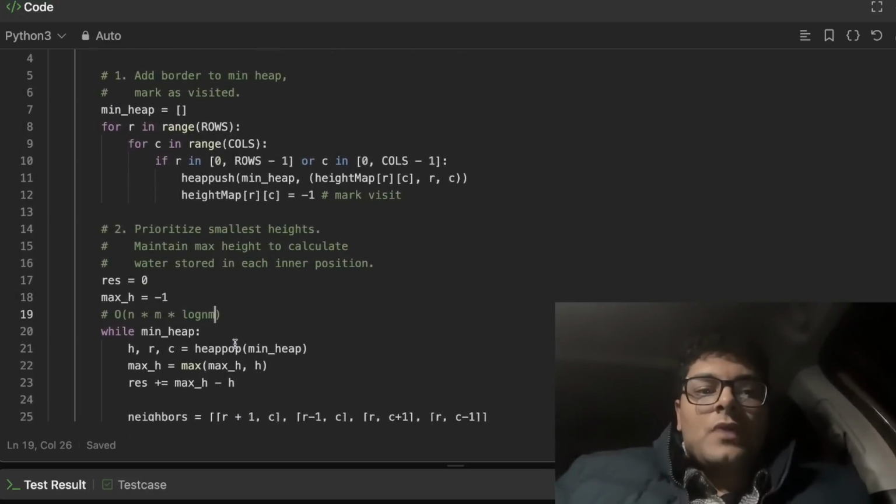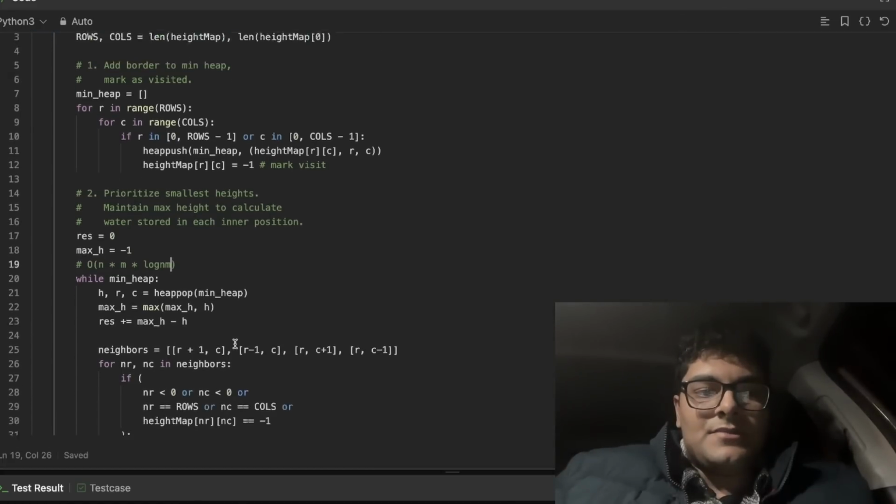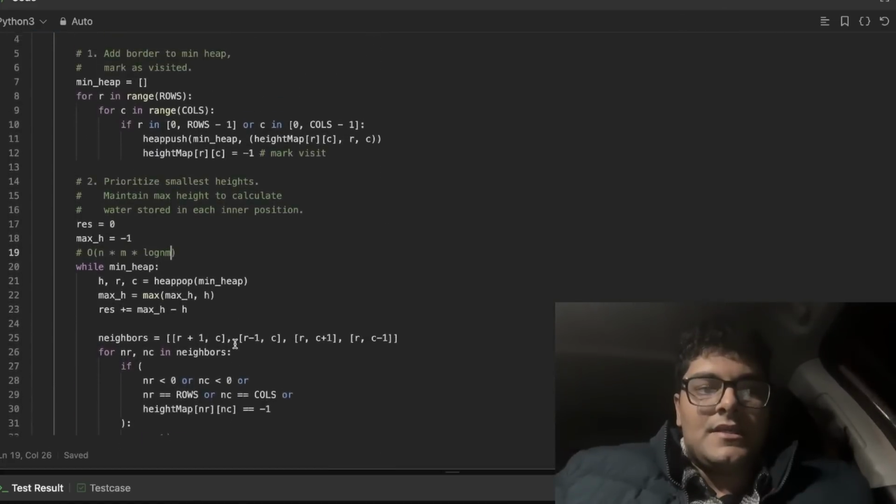So I want to run this code for you just to show you that it does work. I want to have it all on the same screen, but I don't think that's going to be super readable.